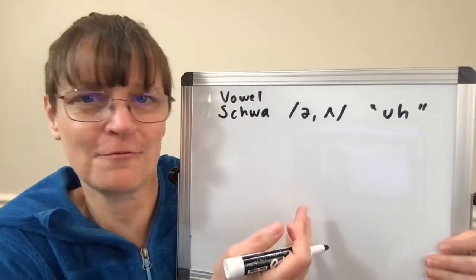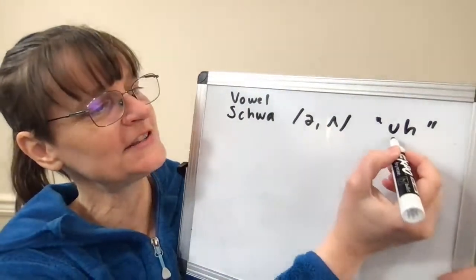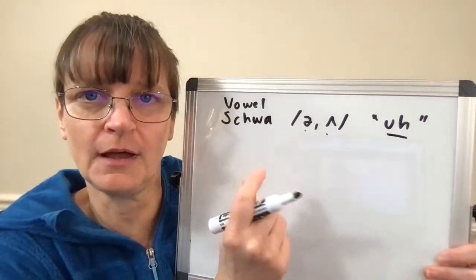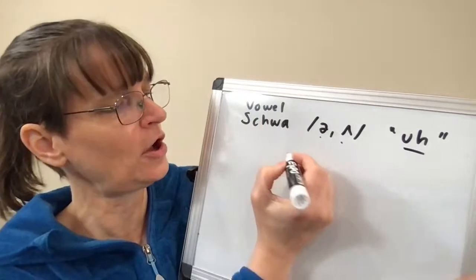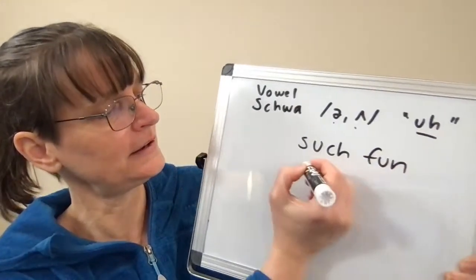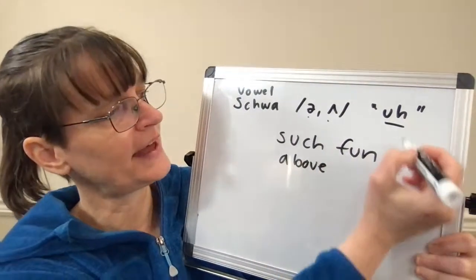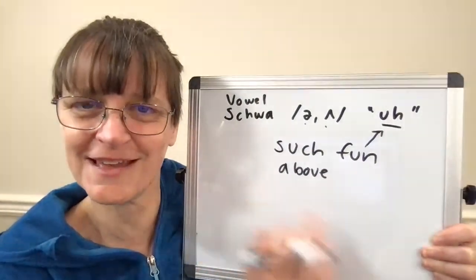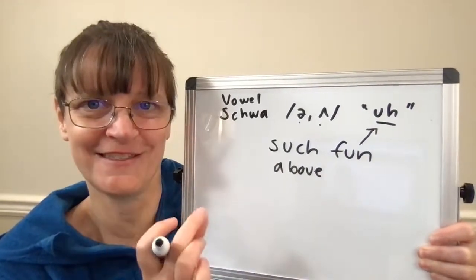And it's kind of one of the only vowels that we refer to by its name. People might be like, what's schwa? Schwa is the vowel that sounds like "uh." The symbols for it, there's actually two. There's this upside down E symbol and this upside down V symbol. And my anchor words for vowel schwa are either "such fun," or I also like the word "above," because all of these have that sound. We do often spell it with letter U, but it can be spelled with any letter of the alphabet because it's often short and unstressed in the unstressed syllables.